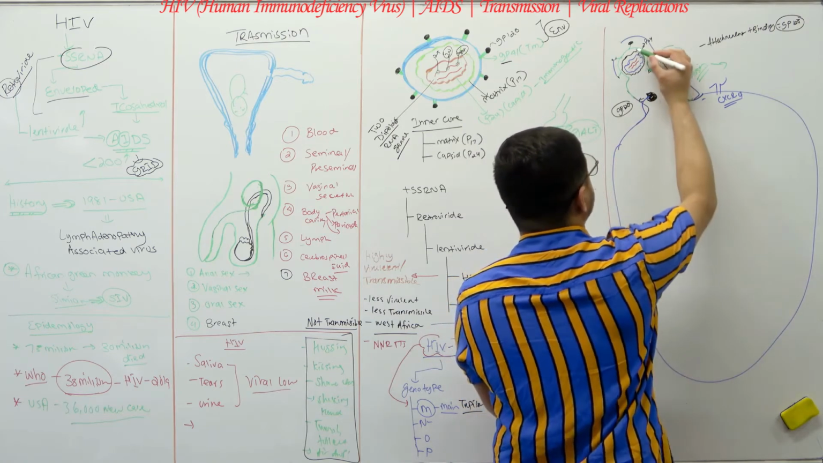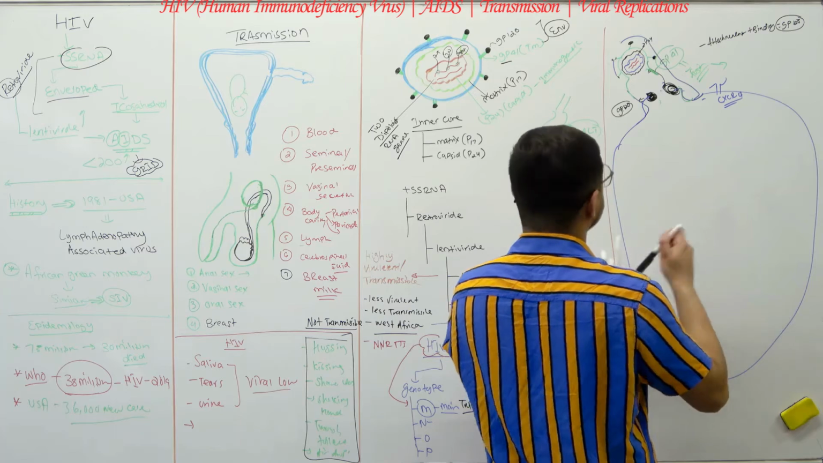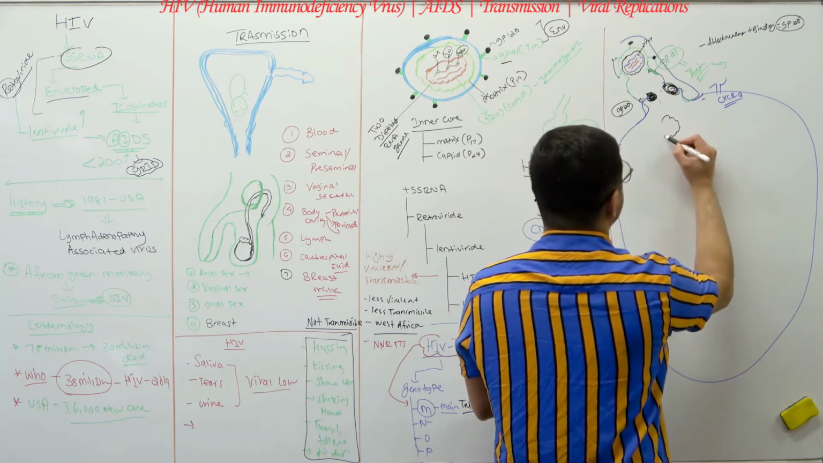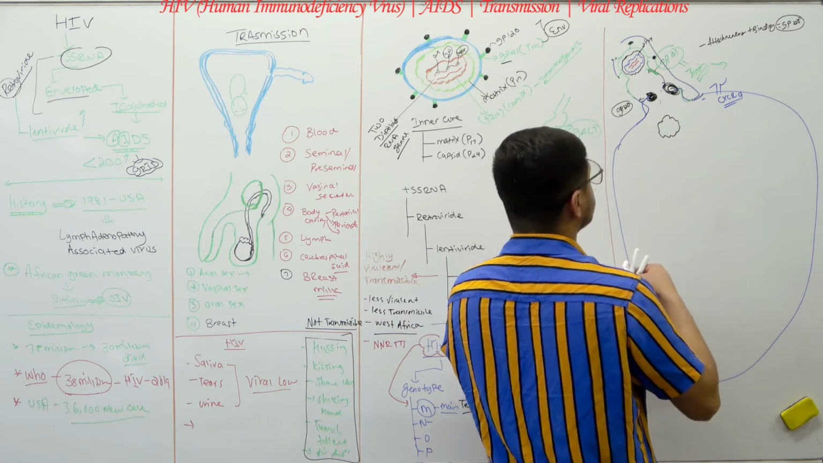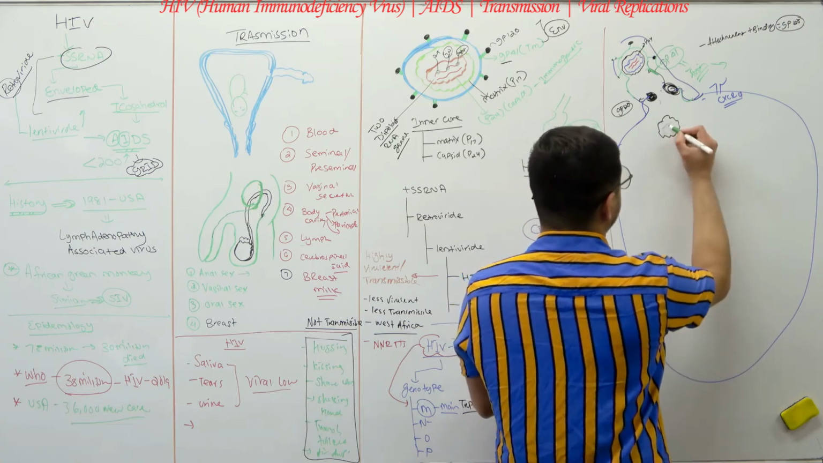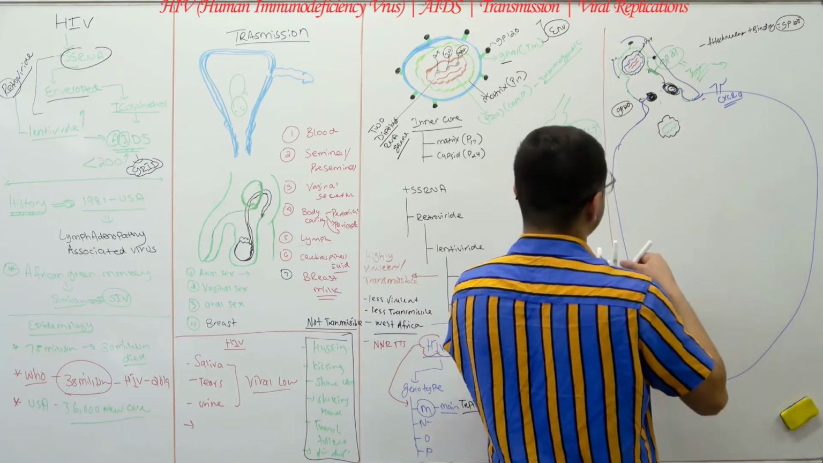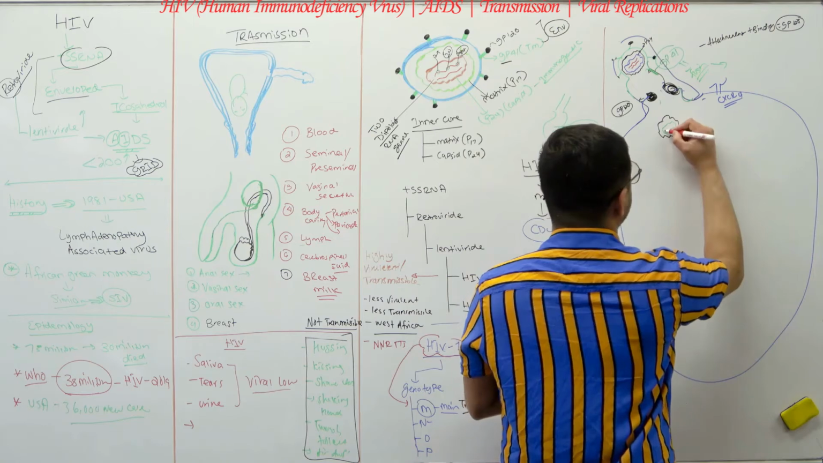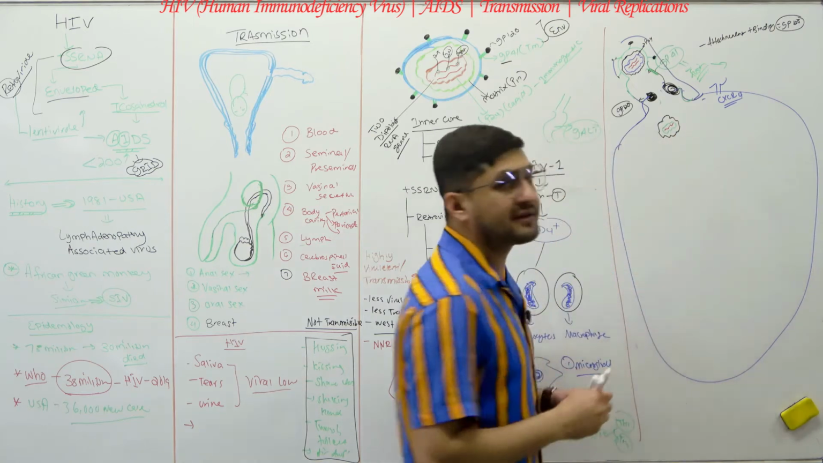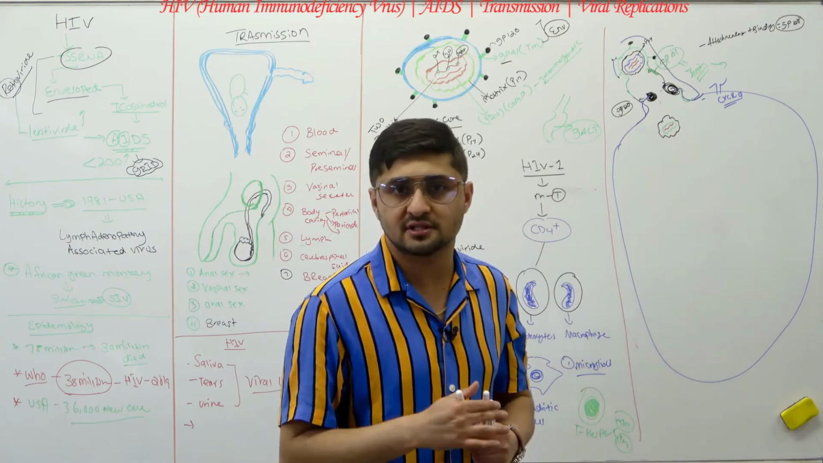And now this part comes in. What comes inside here is these black particles. What is this called? Your matrix proteins, and you have the capsid. Inside the capsid you have two identical genomes, with the reverse transcriptase enzymes and all that, right?